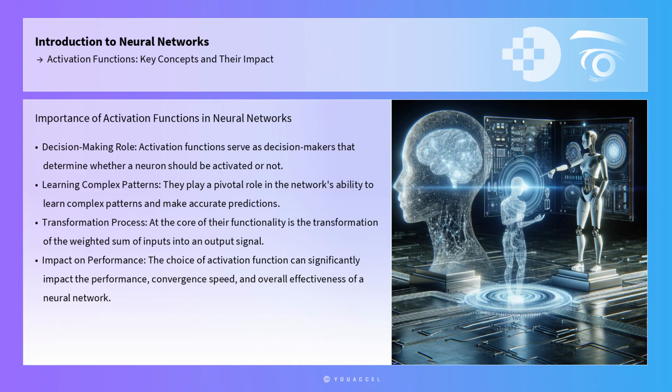The choice of activation function can significantly impact the performance, convergence speed, and overall effectiveness of a neural network, making it a critical aspect for any AI workflow and automation specialist to understand and master.